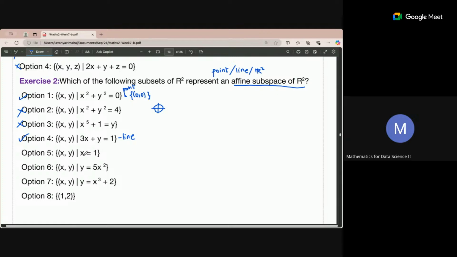What about this one? Set of all x, y such that x is equal to 1. This is a line, so this is an affine space. And what about this one? Parabola. This is not any of these 3, so this is not an affine space. Again, this one is not any of these 3. So this is a point, so this is an affine space. Okay, fine. So basically a line should be of the form ax plus b, or you can have a point or entire R2. Only these 3 are affine spaces of R2.